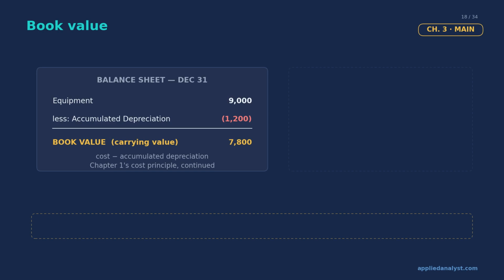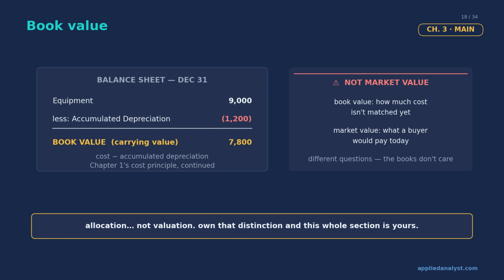Here's the warning label. Future portfolio manager. Book value is not market value. They answer different questions. Book value answers, how much cost hasn't been matched to revenue yet? Market value answers, what would a buyer pay today? A 5-year-old espresso machine might sell for more than its book value, or less. The books don't care. Allocation, not valuation. Own that distinction, and this whole section is yours.